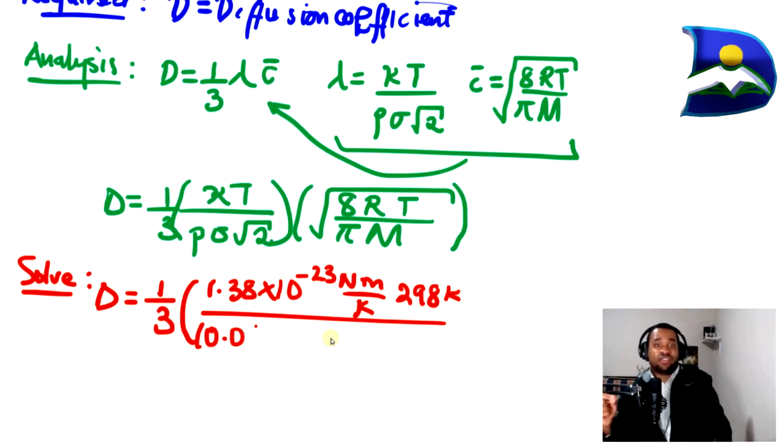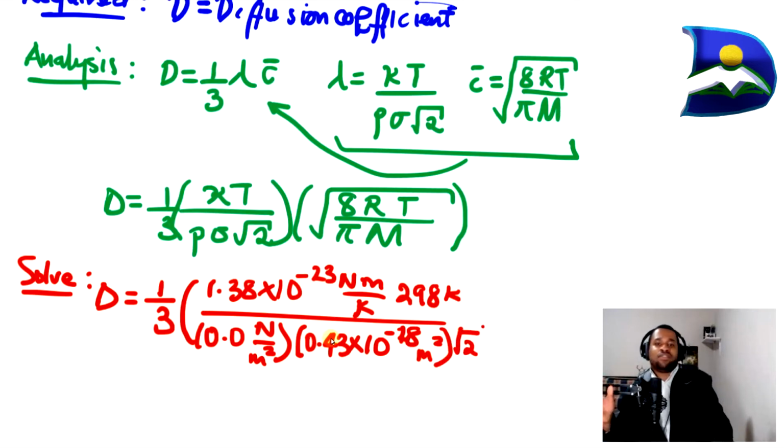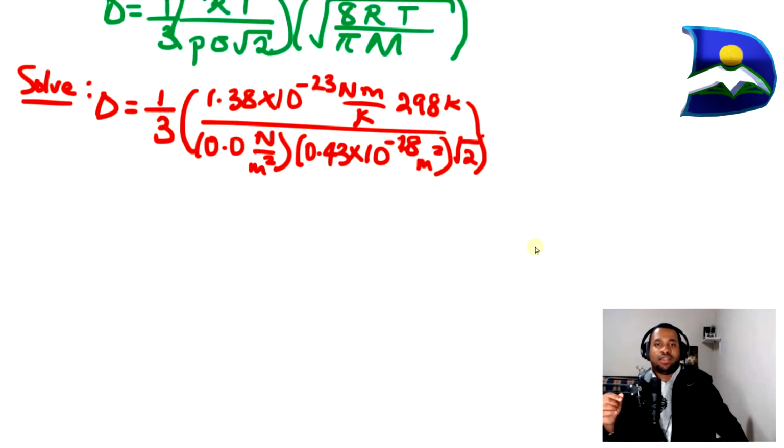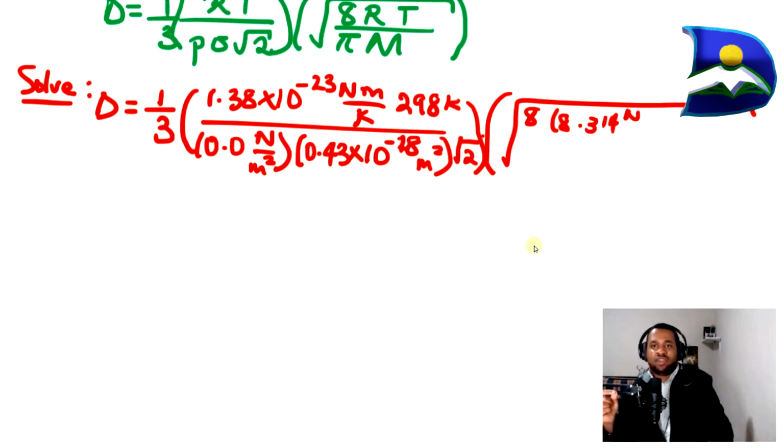We know Pascal is Newton per meter squared, and we are going to be multiplying our Pascal, which is our pressure, by the cross section of our molecule, and this is measured in meters squared, and finally here is multiplied by square root of 2. So this is one part, and the other part is the other inside bracket, which I'm going to bring down, and the other bracket here has the square root, and in here we have 8 multiplied by R, which is joules. Of course, this is measured in Newton meter, and this is per mole.